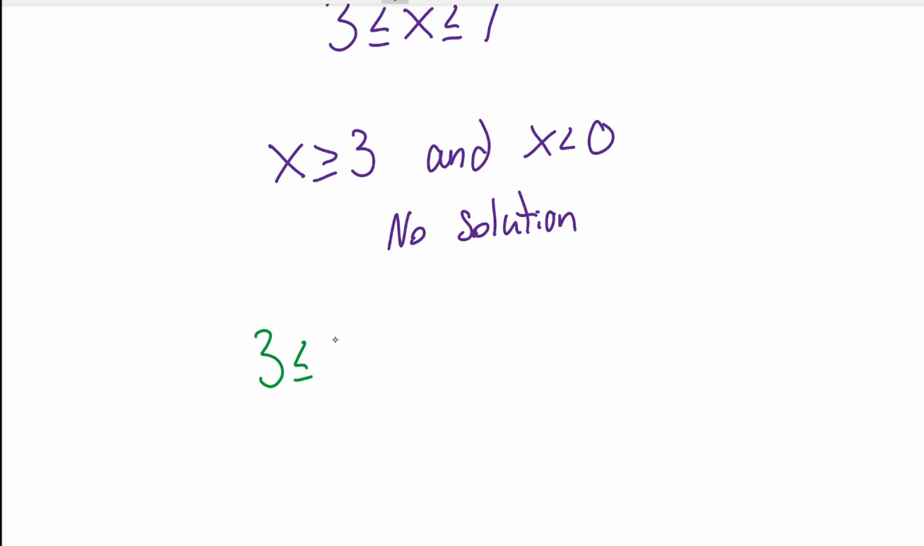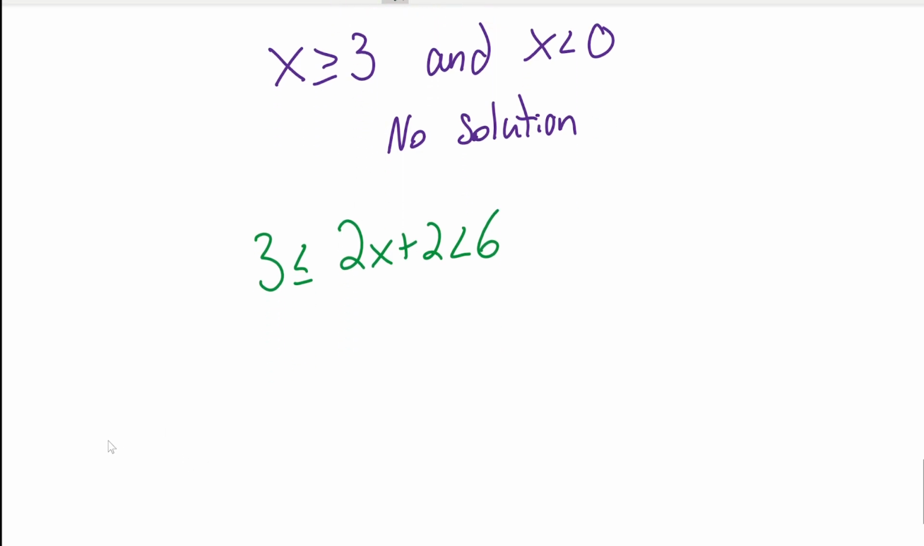Maybe we just have something like 3 is less than or equal to 2x plus 2, which is less than 6. Okay. So with a simple inequality like this, we could just do it all at once. Like we don't need to worry about breaking it up into two different inequalities. But we can do it both ways and just kind of see what I mean by both of these things.